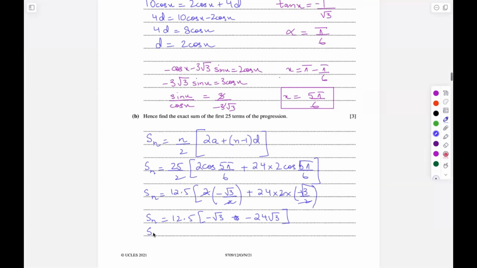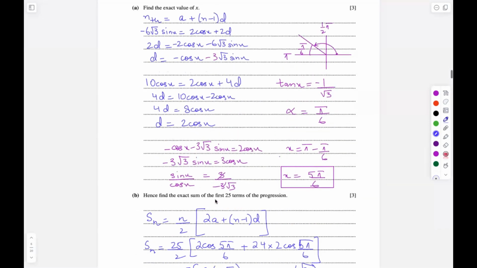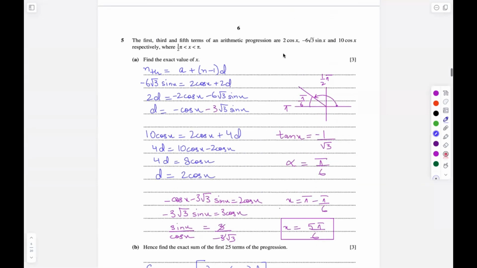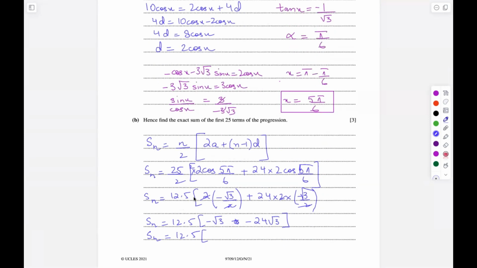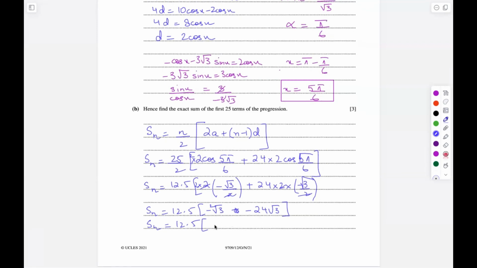Now simplifying this, sum of n terms will be equal to 12.5 into minus root 3 minus 24 root 3. And just for correction, a was 2 cos x. So in place of a, we had to write 2, so this will also multiply by 2. So minus root 3 will also multiply by 2, so this will be a minus 2 root 3. So minus 2 root 3 minus 24 root 3 will become minus 26 root 3. 12.5 multiplied by 26 will be equal to 325. So the final answer will be minus 325 root 3.